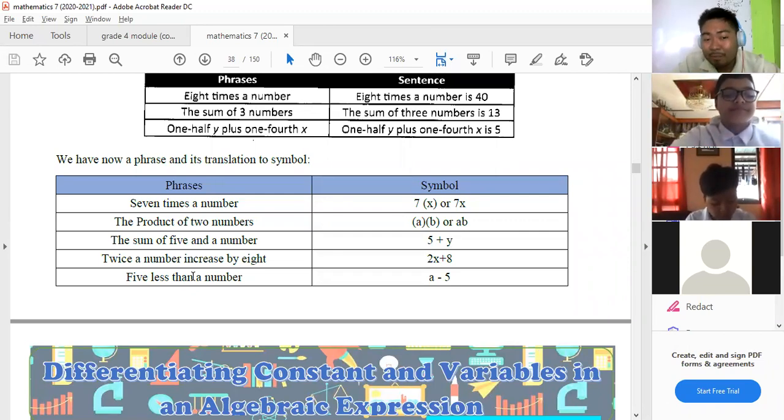Okay, so twice a number increased by 8. So therefore, that would be 2x increased by, that is plus, and 8. So that is 2x plus 8. Nakuha? Ito, 5 less than a number.